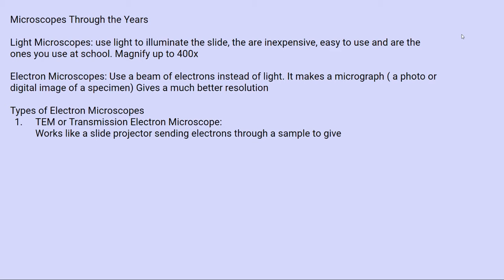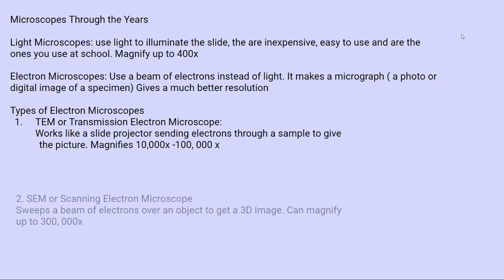And they kind of work like a slide projector, sending electrons through a sample, and that gives us a picture. If you think about my projector on my roof that sends light to my board, that's kind of the idea. It sends electrons through, and then we get a picture. This is about 10,000 to 100,000 times in magnification.